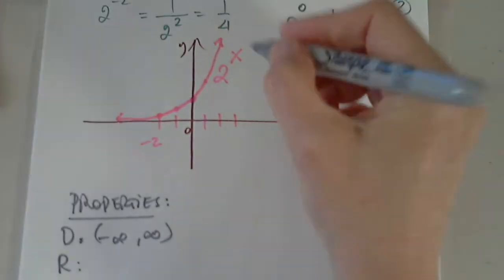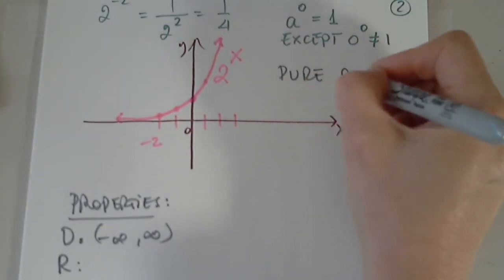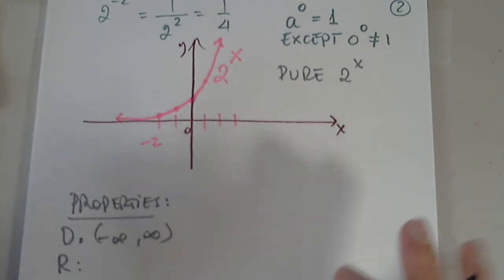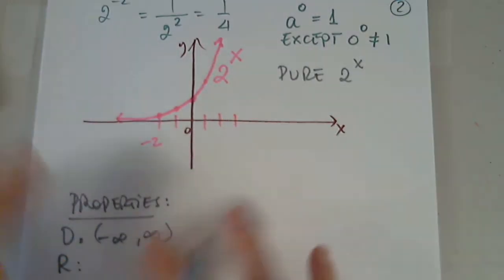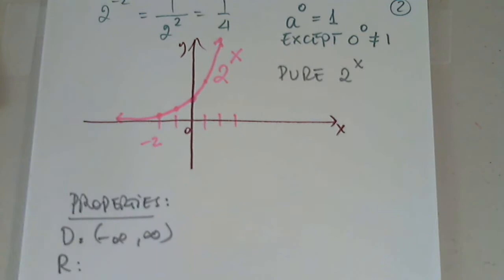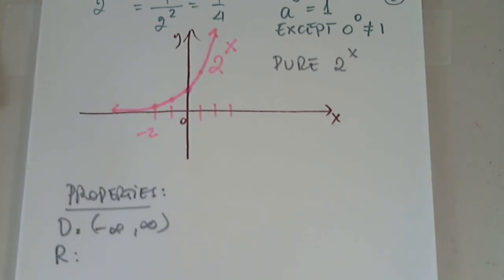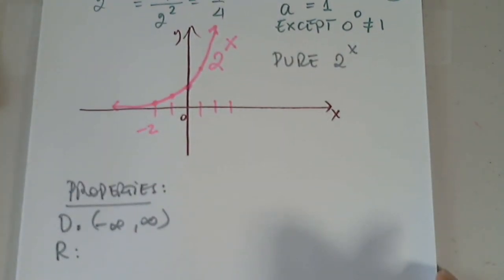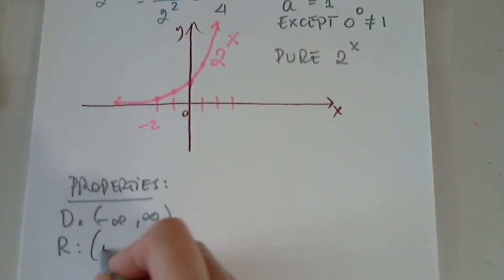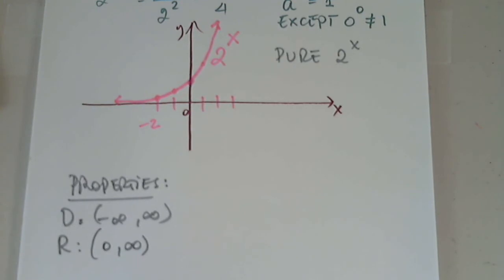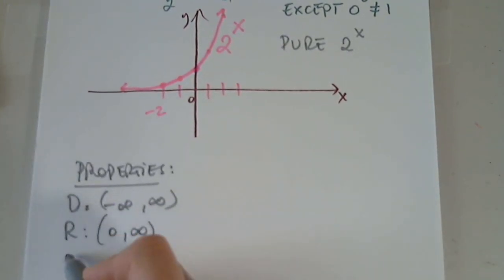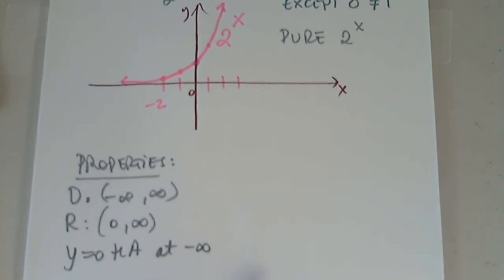Can anyone give us the range of this function? I'm talking about the pure exponential function, no transformations. If we throw in transformations, it's going to be a different story, but still the domain will be the same. So can anyone give us the range of this function? Would it be 0 to infinity? Excellent. Next, y equals 0 is the horizontal asymptote at negative infinity.